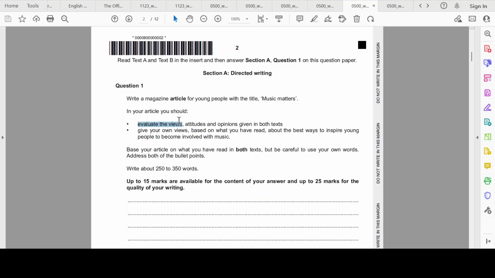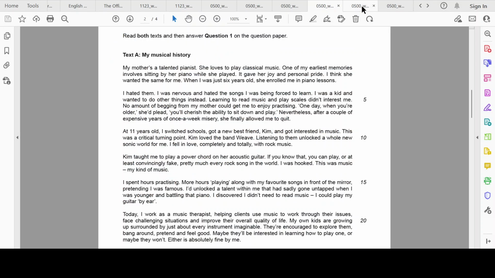As you can see, evaluate views, attitudes, and opinions, and give your views based on what you've read. Use points from both texts and your own words, etc. This one's a magazine article. So you can see that the question itself is exactly the same. The weightage is different. The word limit is the same, right? So we're not concerned about the weightage. We can attempt this question as per the requirements of the 1123 syllabus. So this would be 25 marks for us, right? Everything else is the same.